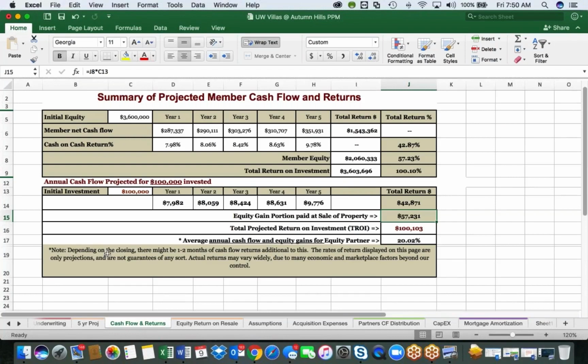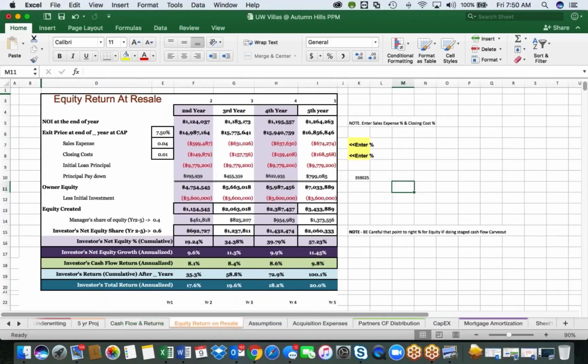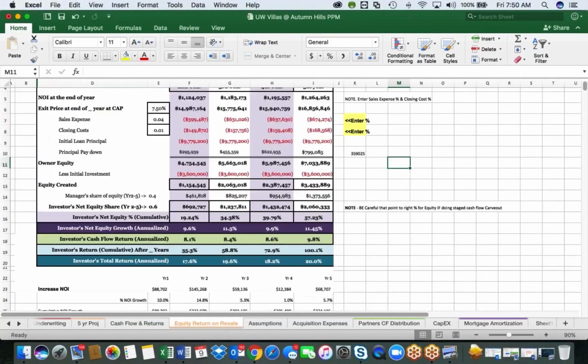And even here, depending on the closing, there might be 1 or 2 months of additional cash flow returns to this. The rates of return displayed on this page are only projections and are not guarantees of any sort. Actual returns may vary widely due to many economic and marketplace factors beyond our control. So all these things are well written and seen by my syndication attorney.